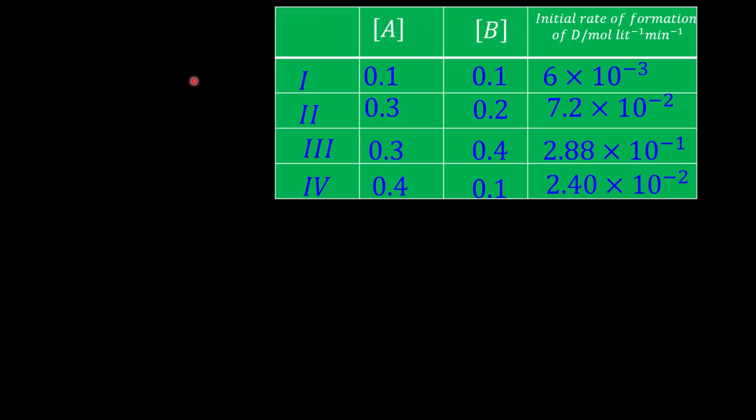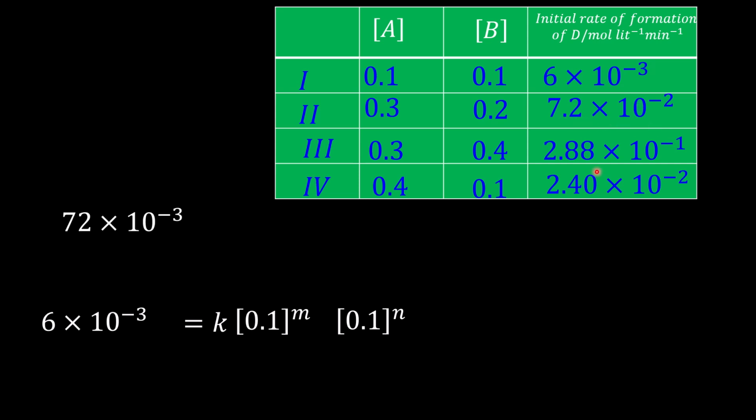To find out the order of the reaction with respect to A and B, we can consider any two of these results. Here I am going to consider the first and the second experiment results. The first experiment result can be written in the form of rate law, that is rate equals k into [A]^m into [B]^n. Then the second value we have to convert. For this, the power should be the same. So 7.2 into 10 to the power of minus 2 can be written as 72 into 10 to the power of minus 3, which is equal to k into [A]^m into [B]^n.